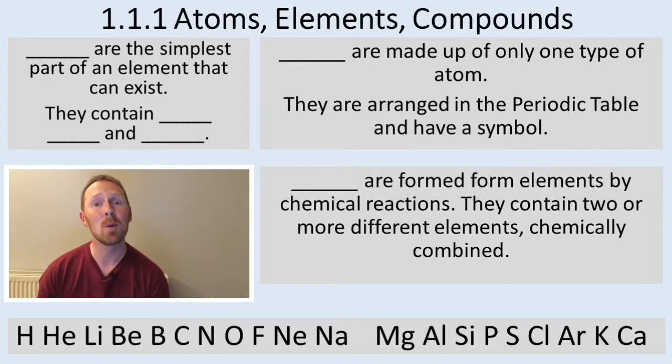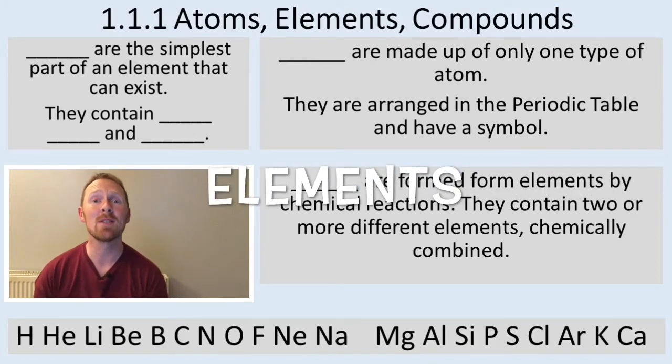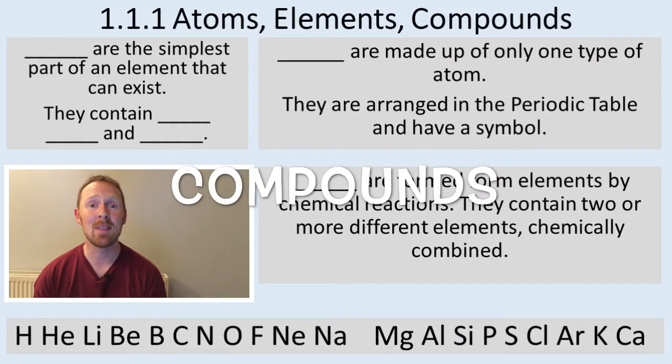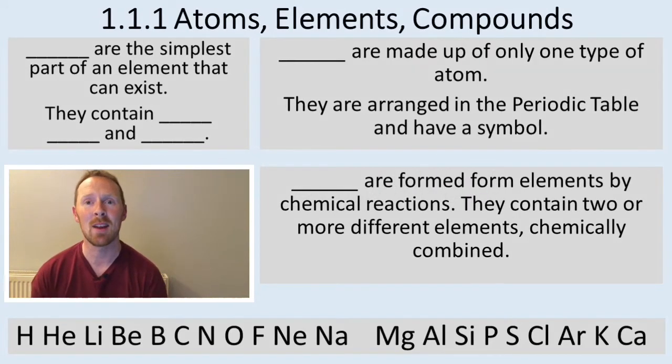Elements are made up of only one type of atom, and they're arranged in the periodic table, and each one has its own symbol. Now when you combine different elements together, compounds are formed. So compounds form by chemical reactions where elements join together. A common example is sodium reacting with chlorine to make sodium chloride. This is a really bright reaction.